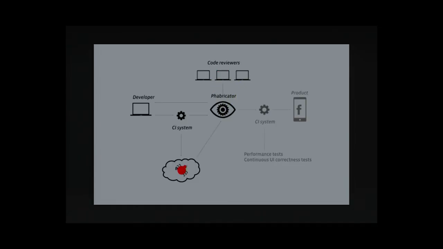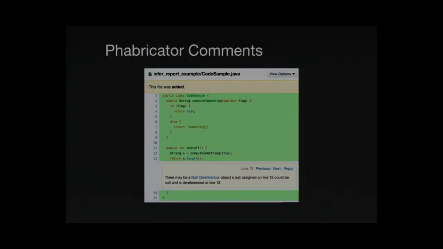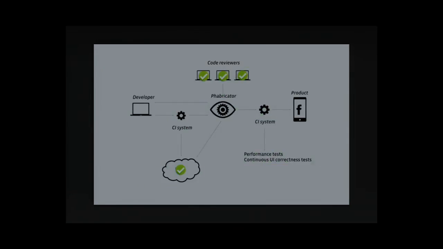So for instance, let's say it found a bug. Then what the developer will see is something like this, just a message like any other reviewer's message or any other CI message saying, oh, hey, here I think this can be an older reference. And then at some point, everyone's happy, and Infer is happy as well, and the diff goes to prod.